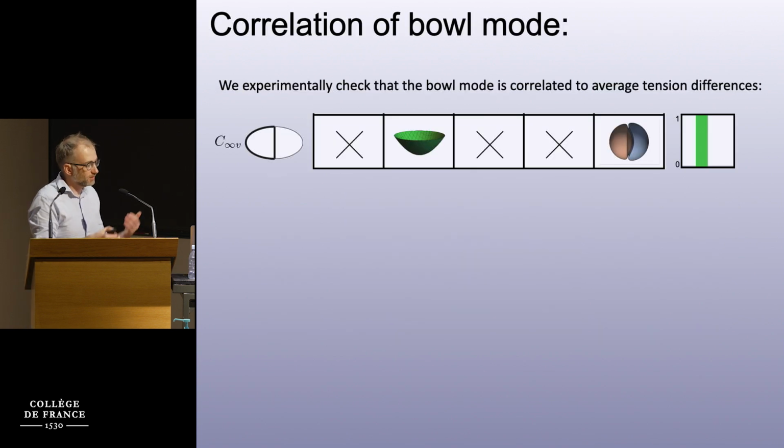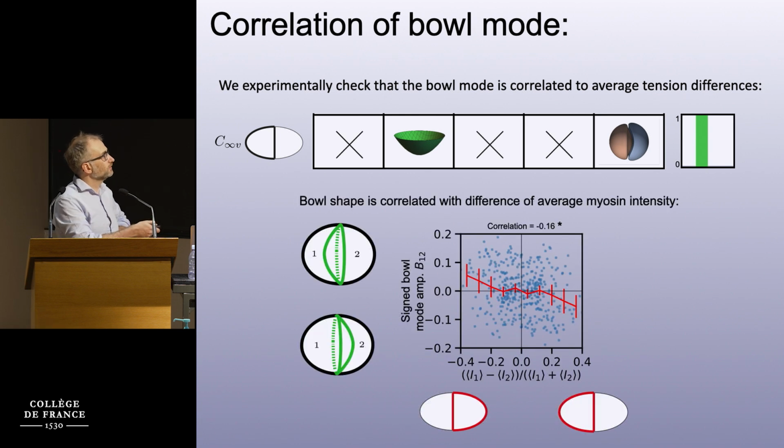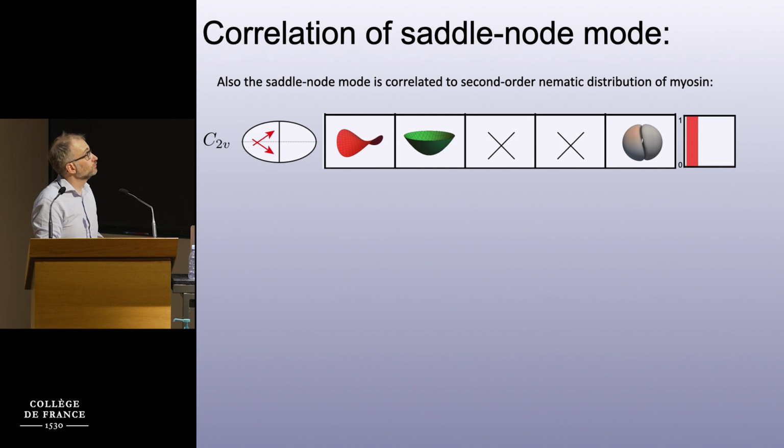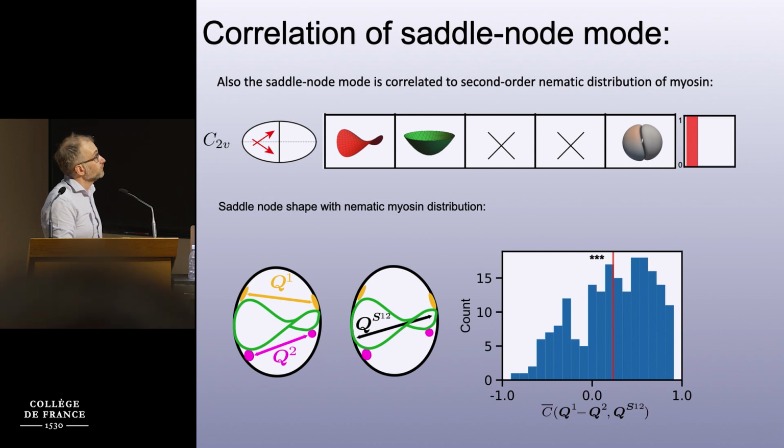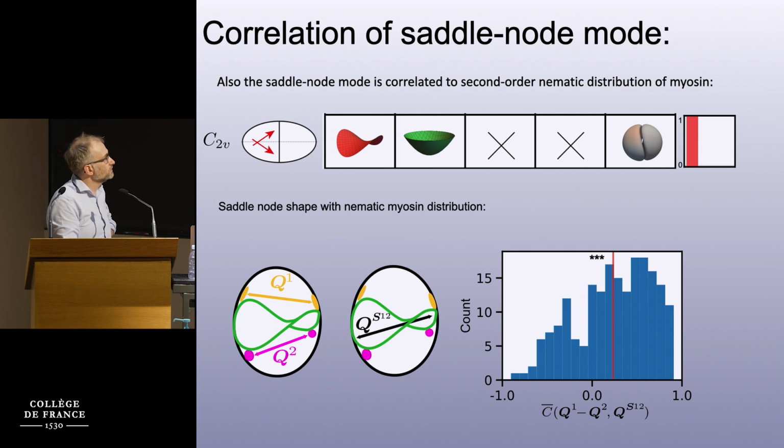Well, then we can take the data and see if indeed we see this relationship between the distribution of myosin and these different deformation modes. For instance, we can take the average intensity of myosin in one cell, take the difference with the second cell, and see if it correlates with the ball mode. And indeed, we see a correlation. What this means simply is that the cell with higher tension is pushing towards the cell with lower tension. And we can also do the same thing with the saddle node. It's a little bit more complicated to do, but we look at the nematic order of the myosin distribution in one cell.